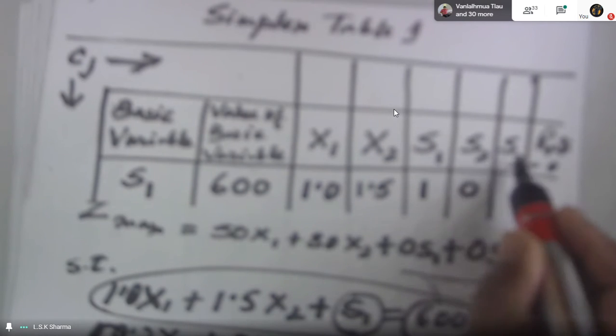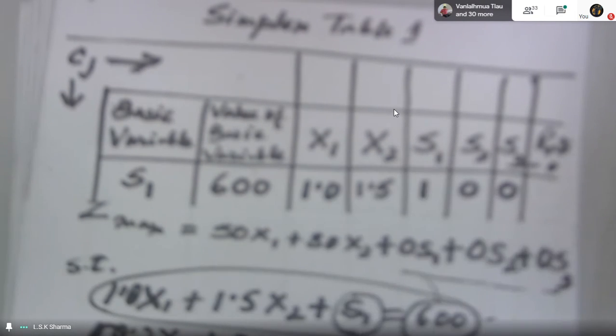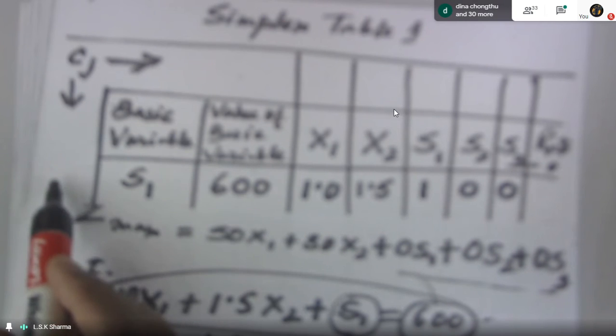Is there any S2 out here? No. So you write 0. S3, 0. Now what is the value of Cj out here? That I will come to later on. Now let's go to the second equation. Clear? So for the first equation, you transfer x1, x2, s1, and the basic variable is s1, and the value of the basic variable is 600 out here.